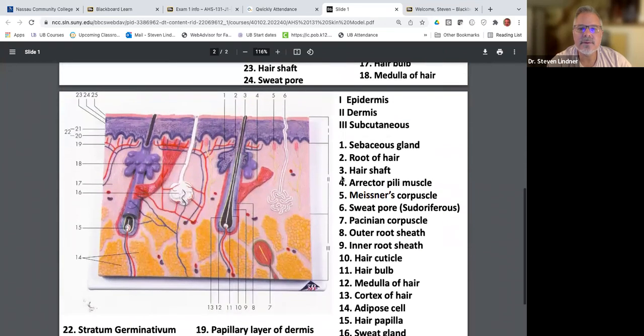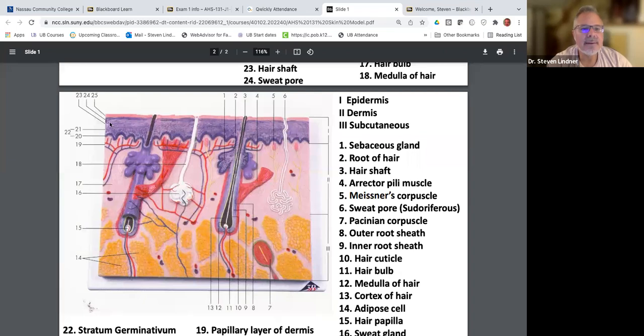Okay, let's look at this one also. Again, another model, but showing the same structures. Now, if we look on the right, we see numbers 1, 2, and 3. Number 1 is the epidermis. Roman numeral 2 is the dermis. Roman numeral 3 is the subcutaneous.